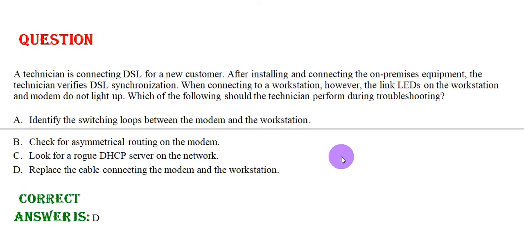A technician is connecting DSL for a new customer. After installing and connecting the on-premise equipment, the technician verifies DSL synchronization. When connecting to the workstations, however, the link LEDs on the workstation and modem do not light up. Which of the following should the technician perform during the troubleshooting? Option A, identify the switching loops between the modem and the workstation. Option B, check for asymmetrical routing of the modem. Option C, look at the rogue DHCP server on the network. And option D, replace the cable connecting the modem and the workstation. The correct answer is option D.